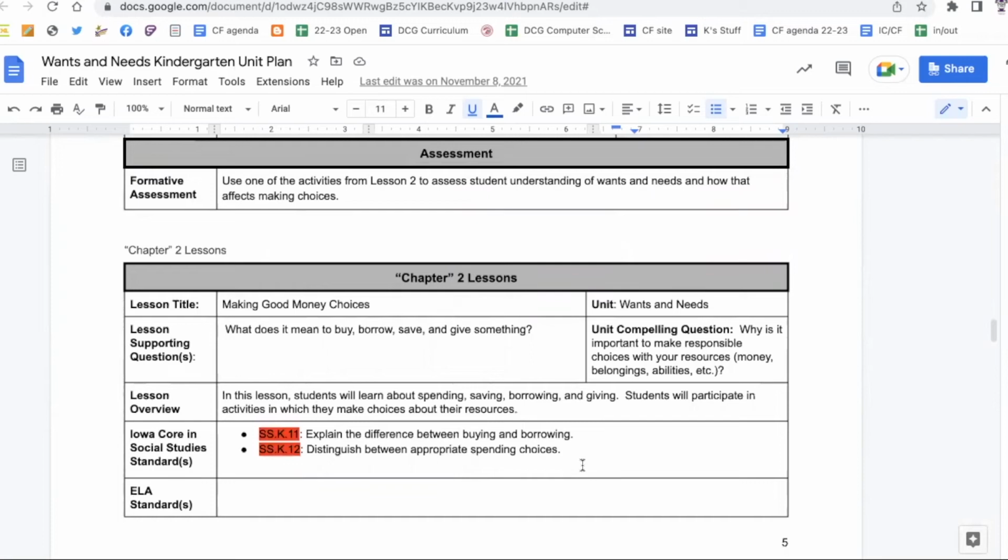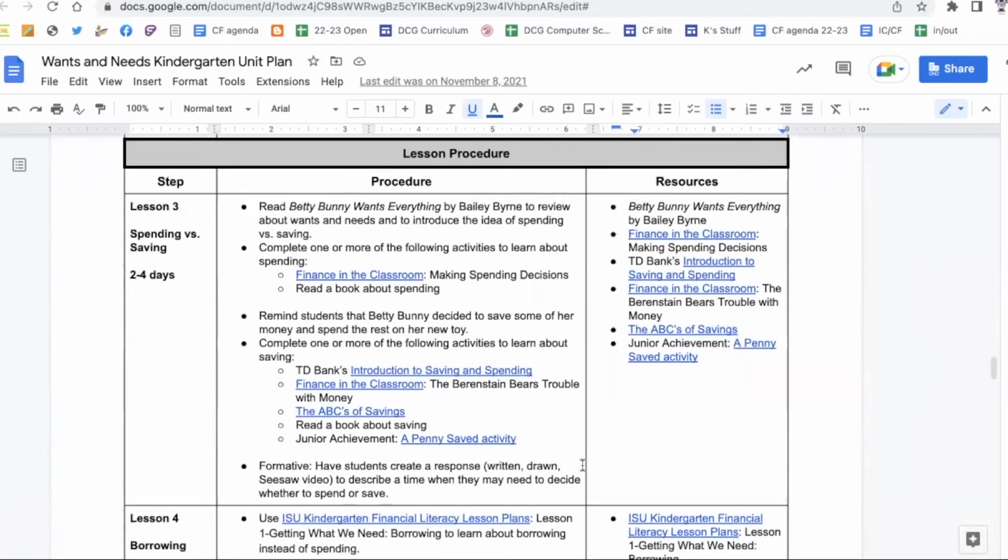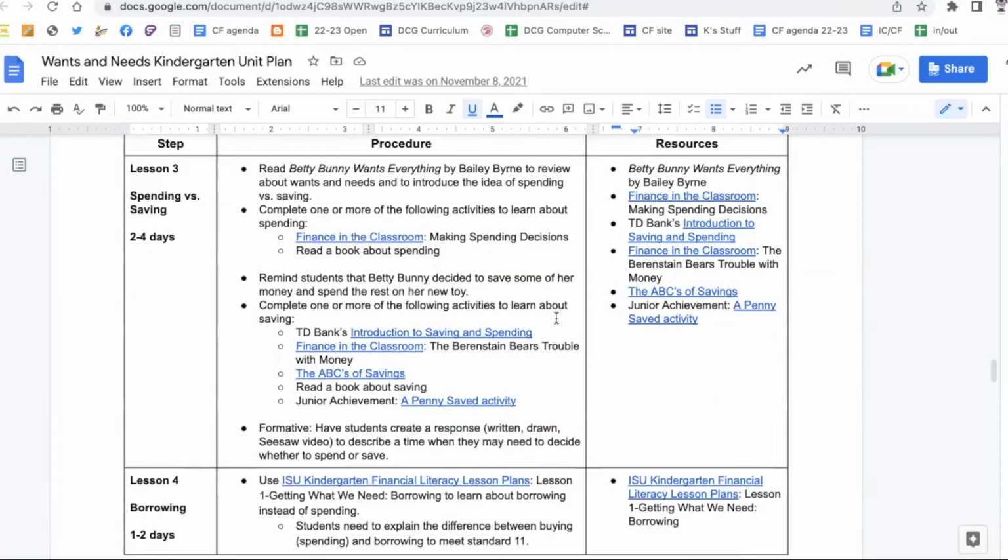Chapter 2 is called Making Good Money Choices, and we're focusing on supporting question 2 and learning about the ideas of spending, saving, borrowing, and giving. Lesson 3, we begin with reading the book Betty Bunny Wants Everything, and the story focuses on Betty Bunny, who wants to buy everything and starts to learn the idea of spending versus saving. Then we have a couple of options to choose from: a finance in the classroom activity or to read a book about spending. After which you remind students that Betty Bunny decided to save some of her money and spend the rest on a new toy.